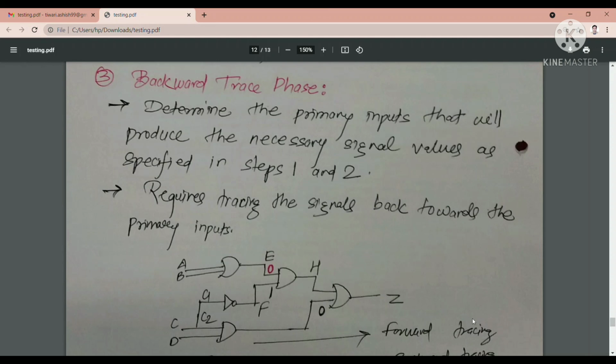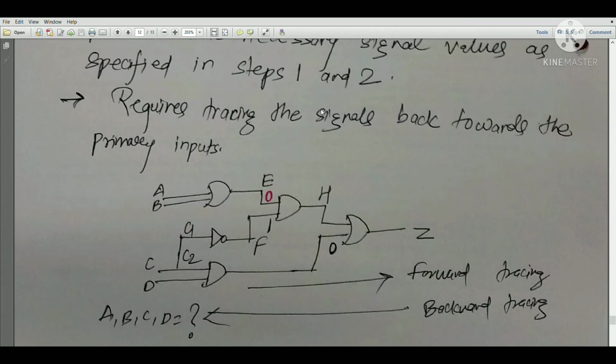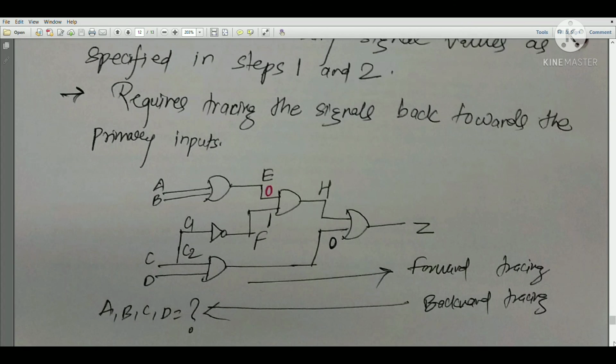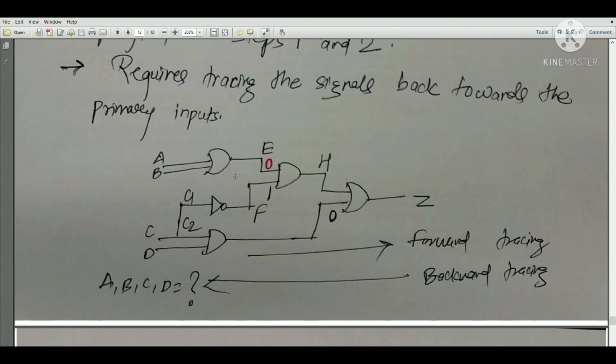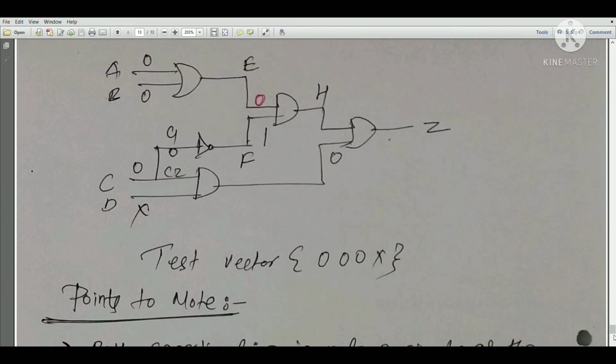Okay, so by this logic, this is known as the forward tracing. So now I have told you about the forward tracing. Let us see what is backward tracing. We have set the logic for E, we have set the logic for F, but we do not know what should be the input of A, B, C and D. So how will we assign the inputs for A, B, C and D? This is known as the backward tracing.